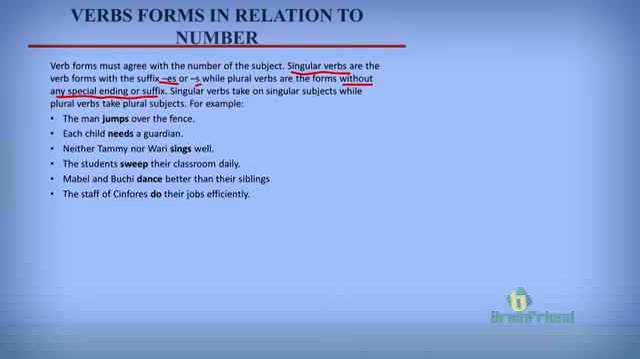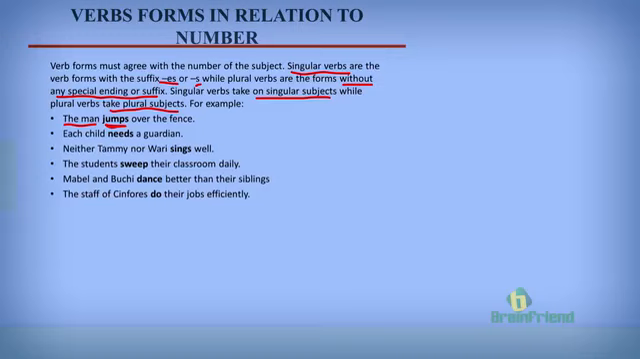Now, singular verbs take on singular subjects, while plural verbs take plural subjects. For example, the man jumps over the fence. Here we find that we have a singular subject, the man. And our verb here, jumps, is also a singular verb. Remember I said when you have an s after a verb, it means the verb is singular, not plural.